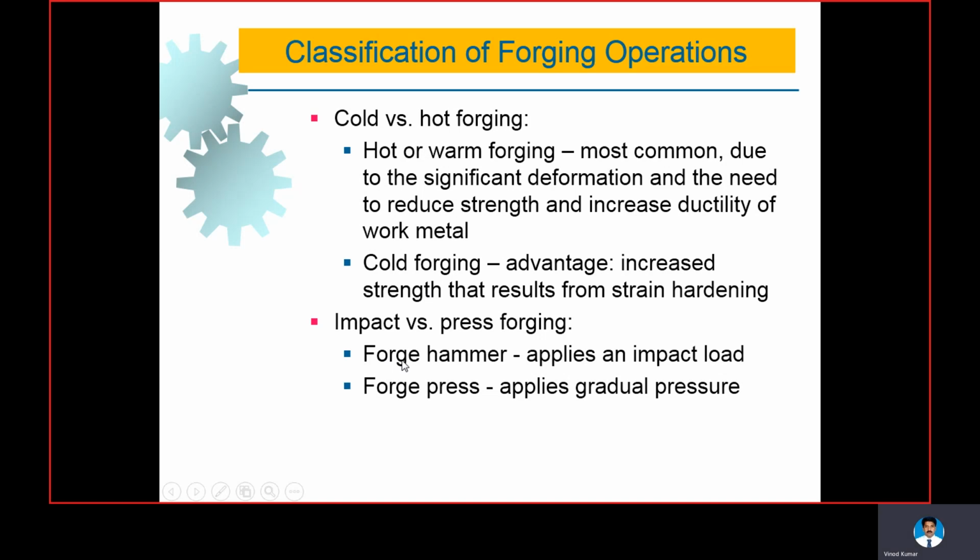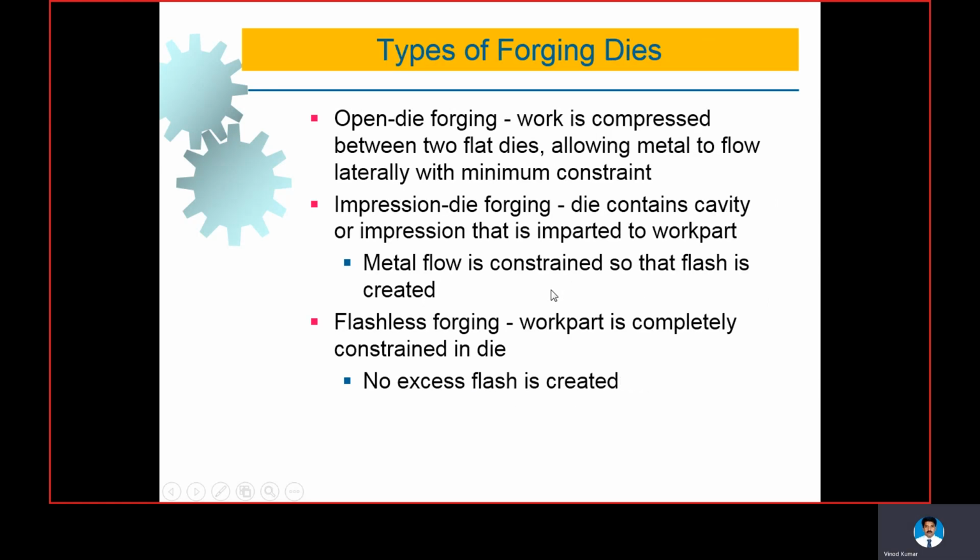There are two types of hammers. A forge hammer applies sudden impact, a sudden load; that is called forge hammering. Then we use a forging press, where we apply gradual pressure hydraulically or by some other motorized technique. That is called a forge press. So these are the two methods where we can apply the force and change the shape and size of a material using the forging operation.